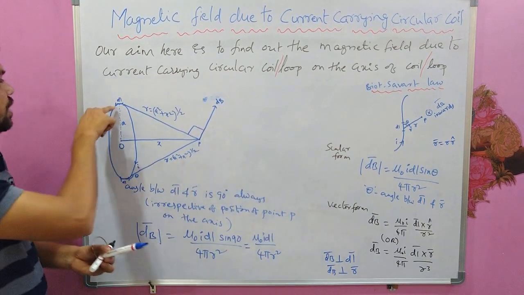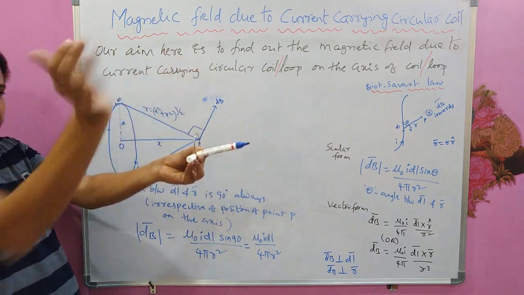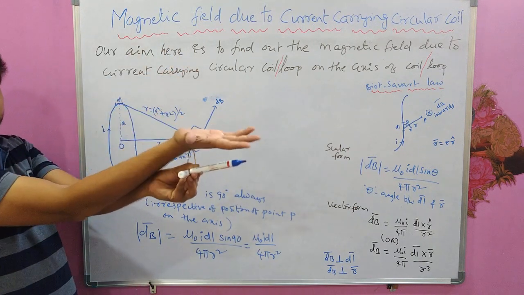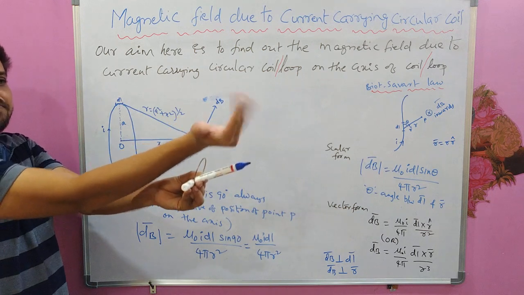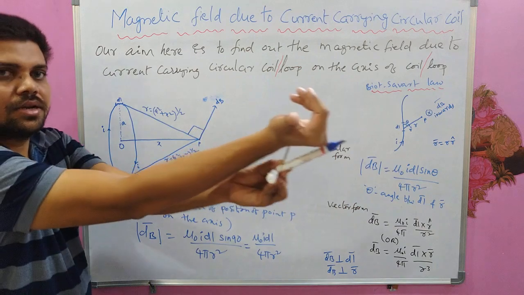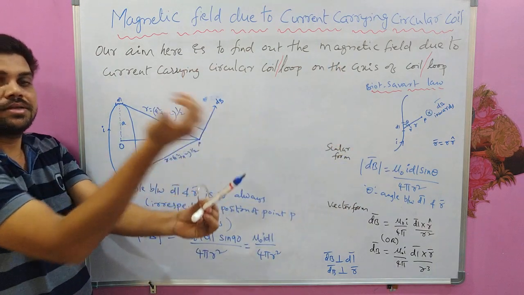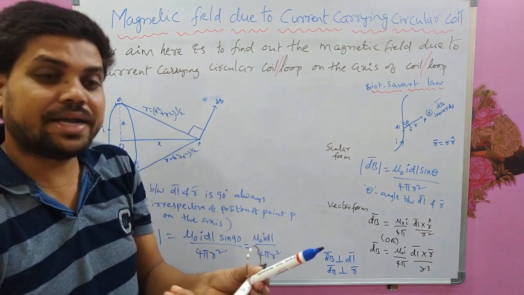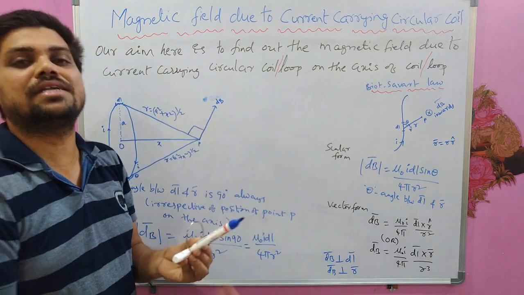Now for this, if you consider this, the current here is outwards, it is coming like this. Keep your fingers like this, and your fingers' direction is the magnetic field, like this. That is why it is up. So that is why I said, depending on the current direction, the magnetic field direction will change.